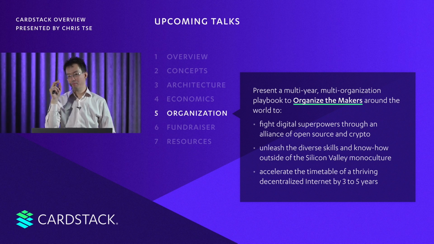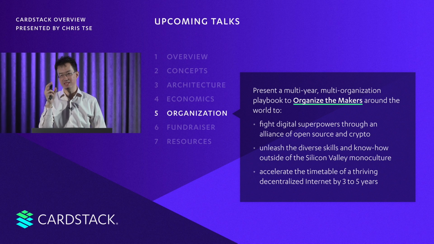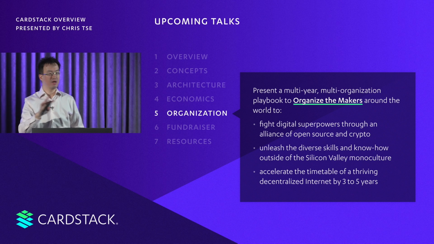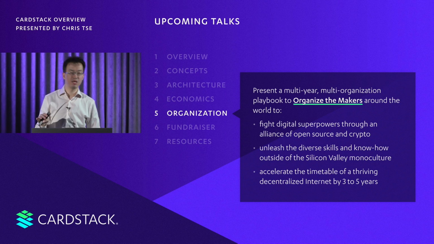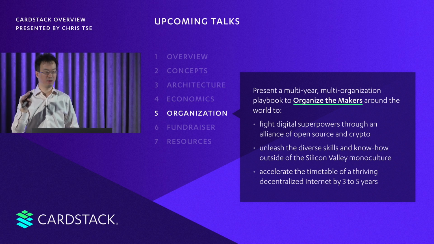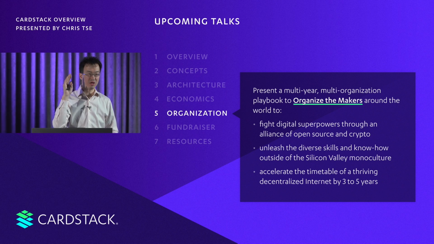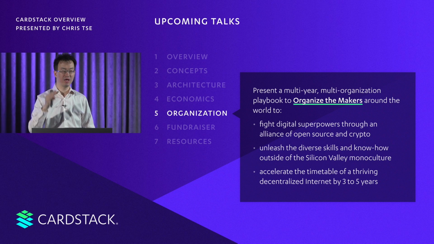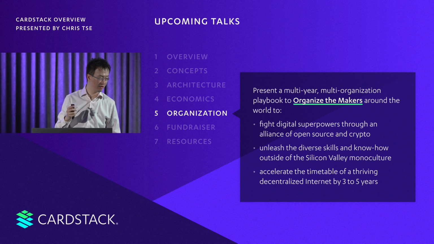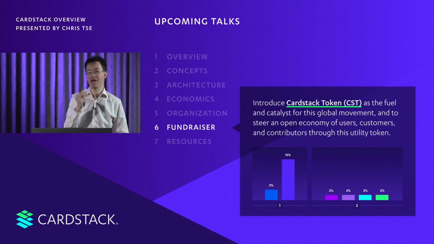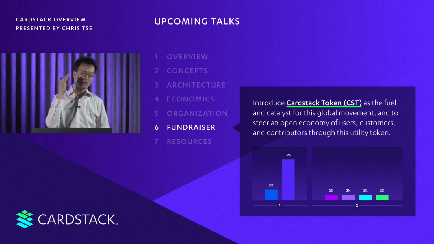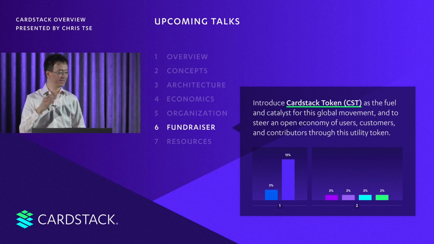And I think by focusing on the user experience and tapping into expertise beyond just crypto expertise, combining crypto expertise with open source enthusiasm, we may be able to accelerate the timetable for this decentralized internet we talked about by 3 to 5 years. The tools are available, we just have to put them to work and acknowledge the community can come together. And obviously, to make this all work, we need the fuel and the catalyst for this global movement. And that's where we introduced the Cardstack token in the way it's designed.